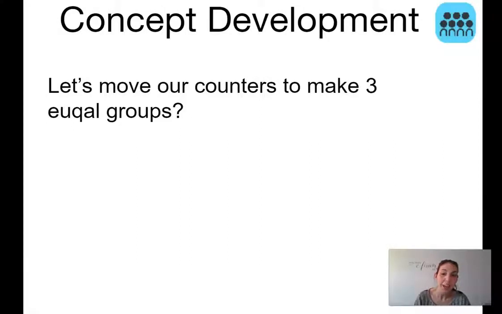Okay, now I want you to use your counters, all of your counters, all 12 of them, and I want you to make 3 equal groups. 3 equal groups. How will you do it? Go ahead and maneuver your pieces around. I'm going to erase my whiteboard while you're moving your pieces to make 3 equal groups. You will have 3 groups, and they will have the same number in each group.